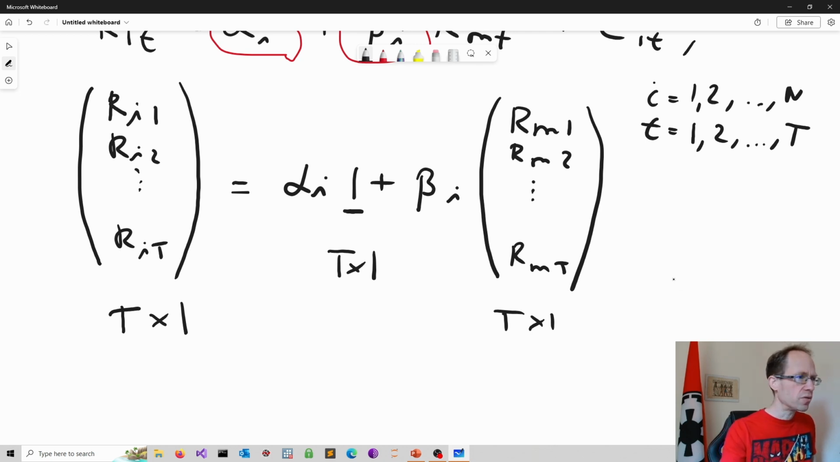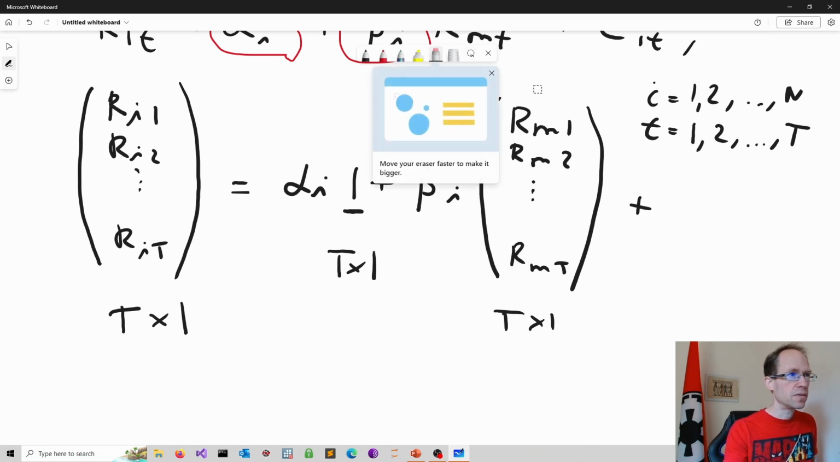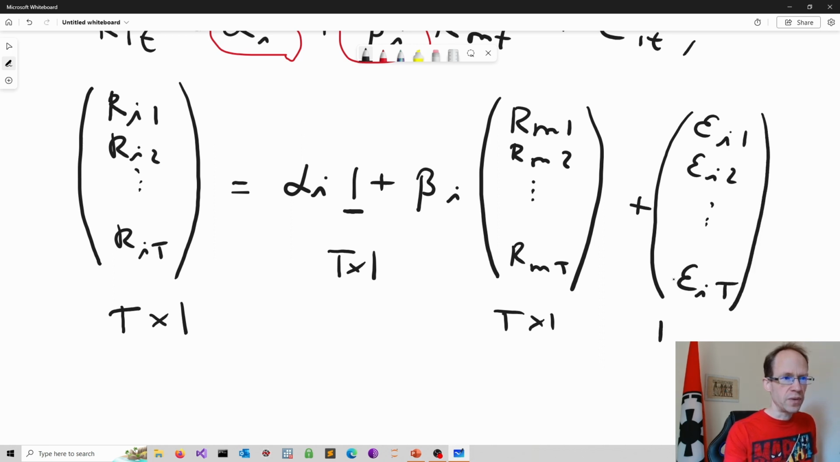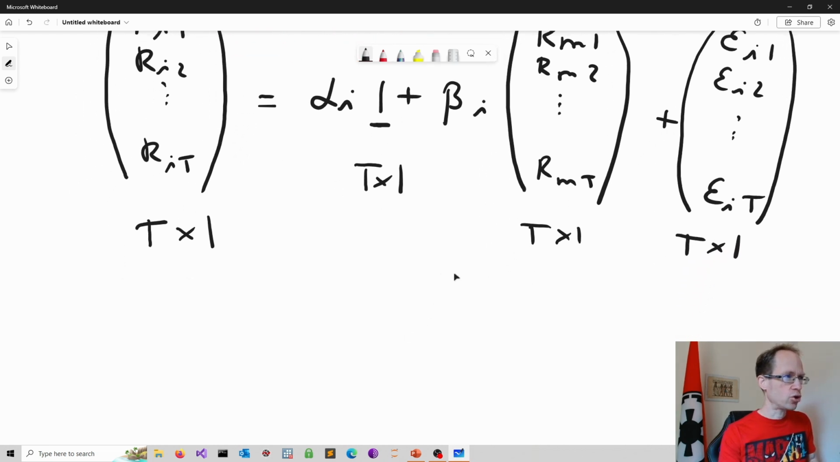So if you want to write this out, we can do this in a minute. And then I shouldn't forget I have my error term. Now it's a little bit messy here. Let me just get a bit of space, which refers to epsilon i1, epsilon i2, up to epsilon iT. So again, it has the same dimension. It's usually helpful to write down these dimensions and make sure they actually match.